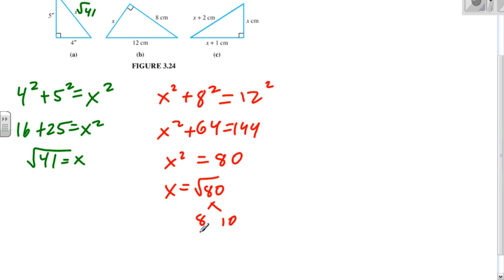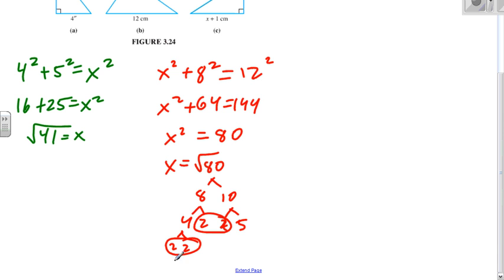That's 8 times 10, 4 times 2, 2 times 5, and 4 is 2 times 2, so we have, simplifying this, 2 times 2 is 4. x equals 4 square root of 5.